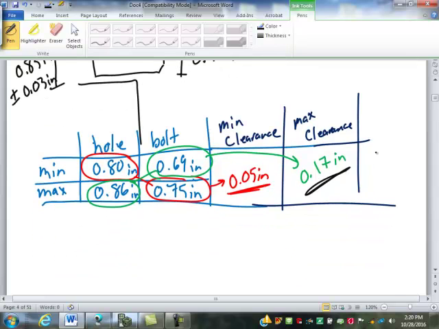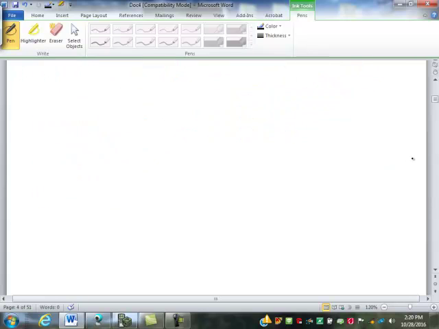So you can see here, even though 0.03 of an inch seems like a pretty tight tolerance, it can cause a lot of issues with two parts interacting with each other. Now the other side of it is something called an interference fit.